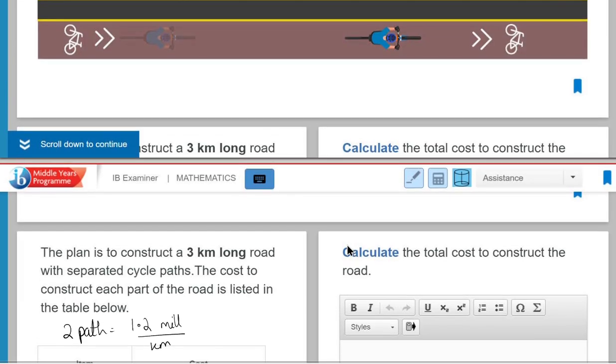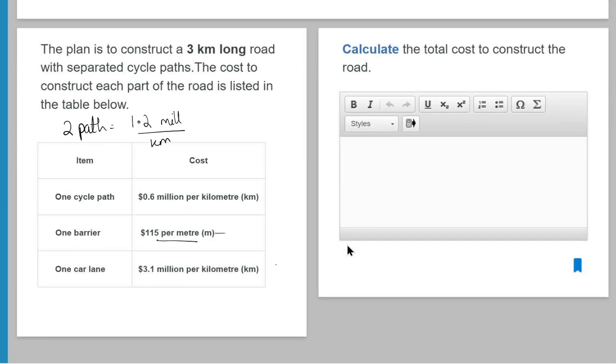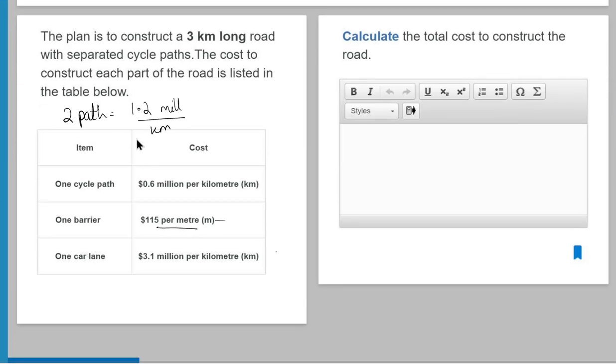How many marks is this question? God damn it, 3 marks. Very important. This is being problematic. Okay, let's do it this way.